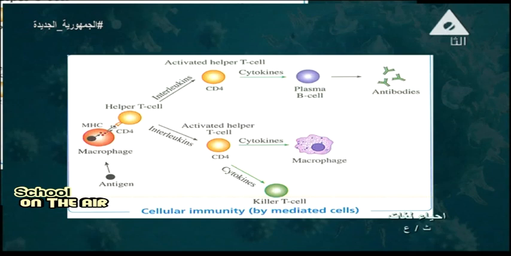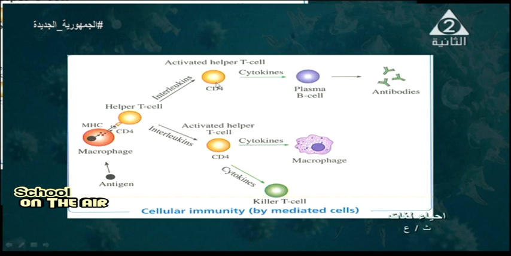The activated cell, what happens inside the cell? Activated T helper, this is cellular, cell-mediated immunity. First, the antigen is engulfed by the macrophage. The macrophage activates CD4 to produce the helper T cell, which secretes interleukin. This is one pathway, and this is another pathway to kill the microbe.